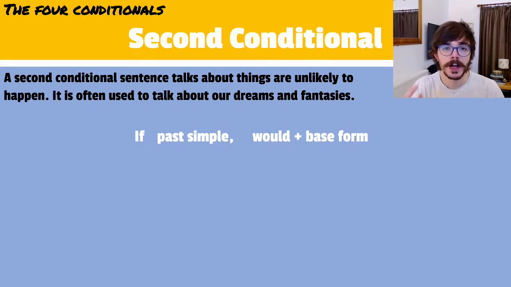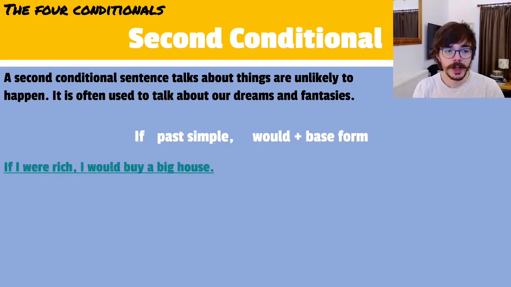So when we know the verb as to go, to be, to have, to do, that is the base form. But we don't use the to in this part. Okay? So, for example, if I were rich, I would buy a big house.